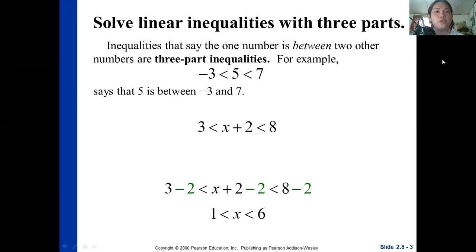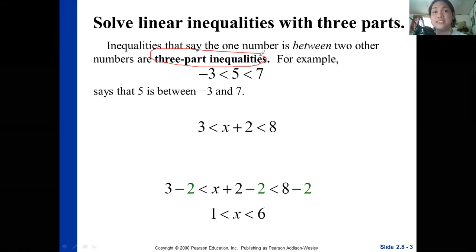Now, going back to solving linear inequalities with three parts, inequalities that say one number is between two other numbers are three-part inequalities. Again, I emphasize this definition. As you can see in the example, we have negative 3 less than 5 less than 7. So it says that 5 is between negative 3 and 7.